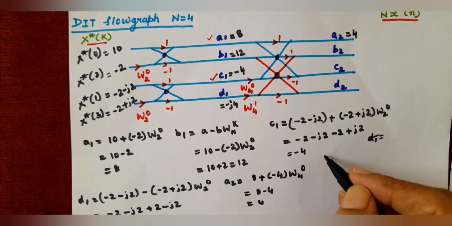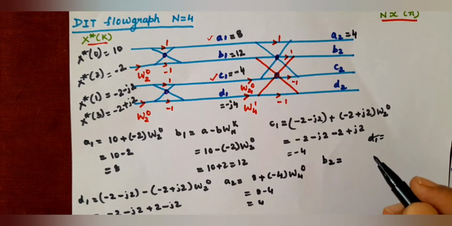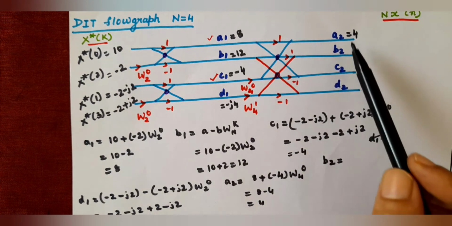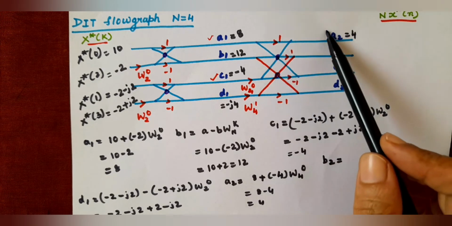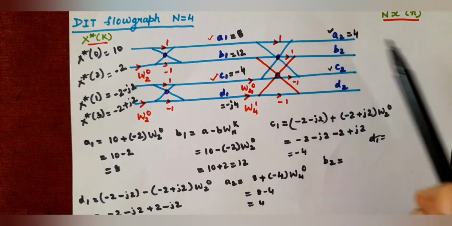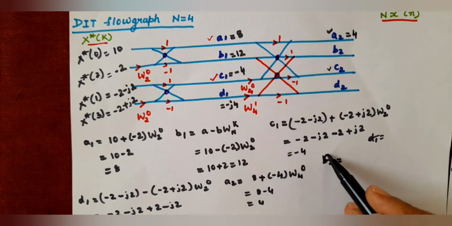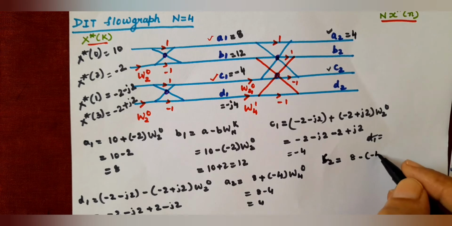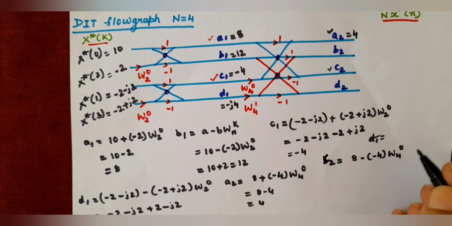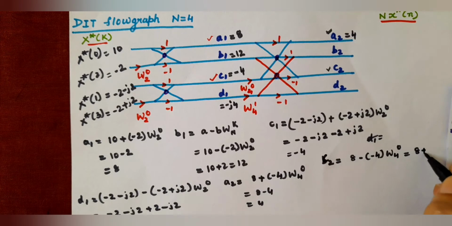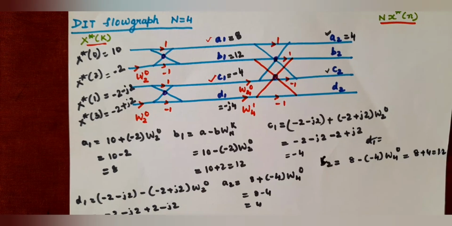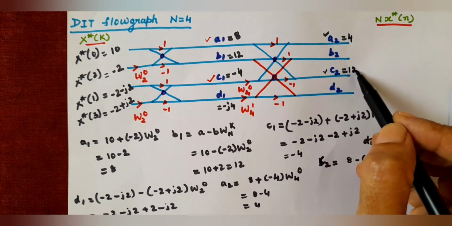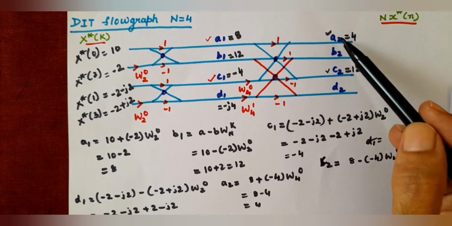Now what is B2? B2 we can compute later. So let us see now, for this butterfly the outputs are A2 and C2. A2 we got it, now compute C2. What is it? 8 minus of minus 4 W4 to the power 0. So how much it will come? 8 plus 4 is equal to 12. So C2 is coming to be as 12. So the first butterfly, blue butterfly, we computed A2 and C2.